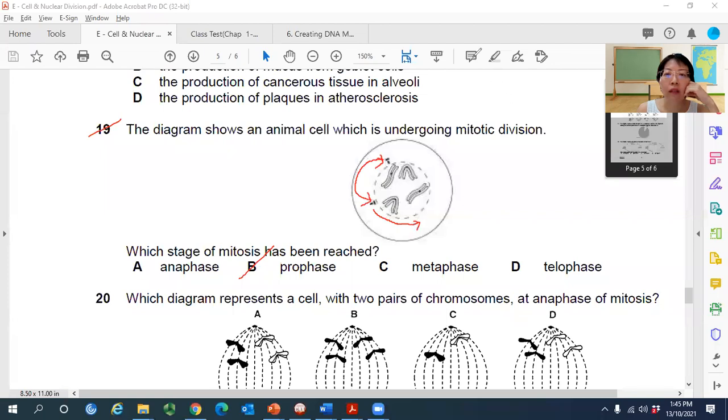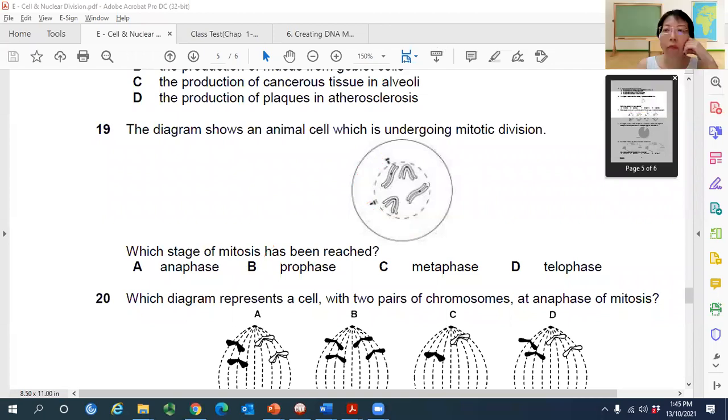So the answer is prophase. And then of course my chromosome can be seen, but there's no specific pattern of arrangement. So it is obviously prophase.